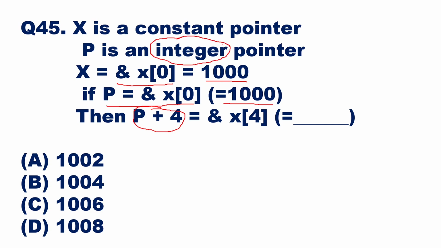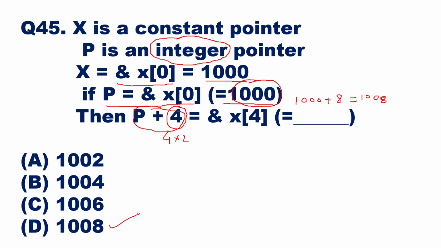Now an integer holds 2 bytes. Therefore, in this case, if you are doing plus 4, it will be 4 into 2, that is 8. That means the value will be equal to this base value 1000 plus 8, which is nothing but 1008. So out of these 4 options, option D will be the right answer, 1008.